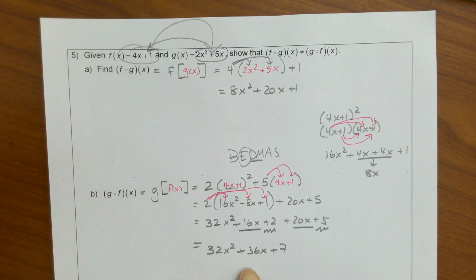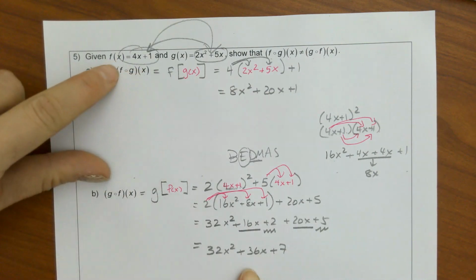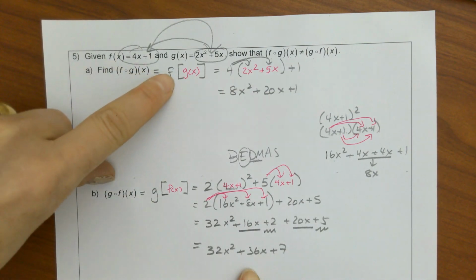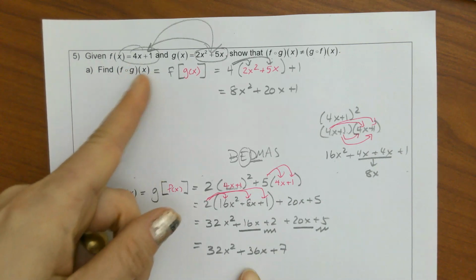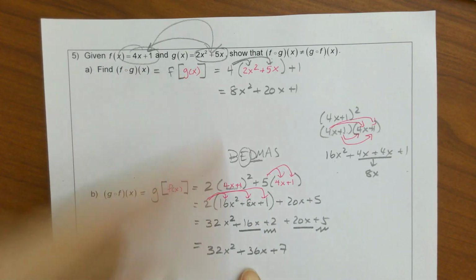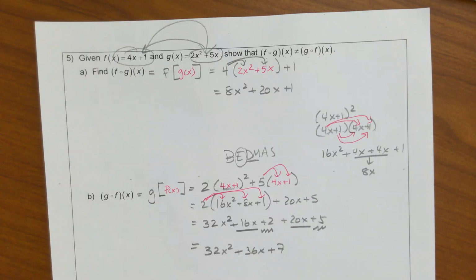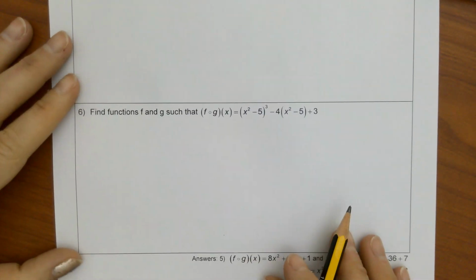So be careful when you write it. If f comes first, f comes first. And the thing that comes at the end, g of x, goes on the inside. Okay? So now the last question.